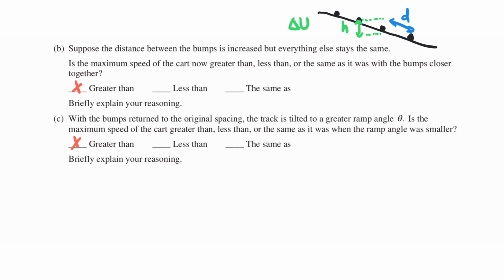Also, if we increase the ramp angle, then the component of the force of gravity that would point down the ramp would be larger, and so there would be a larger net force and therefore a larger acceleration that acts on the cart. And for that reason as well, the maximum speed of the cart should be greater than what it was before.